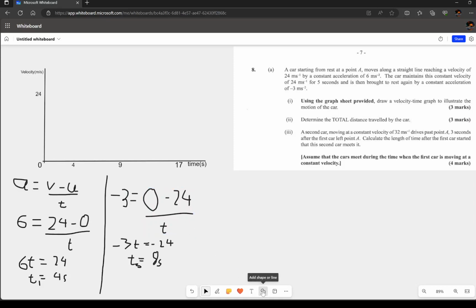Or rather, in this case, sketch a graph. But when you're sketching a graph, remember that doesn't mean that you shouldn't use a ruler. You should definitely still use a ruler. It just means that your values don't have to be exactly accurate.